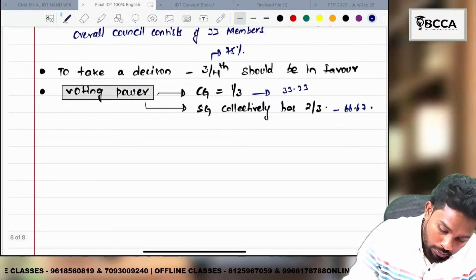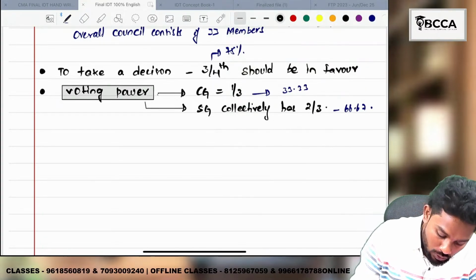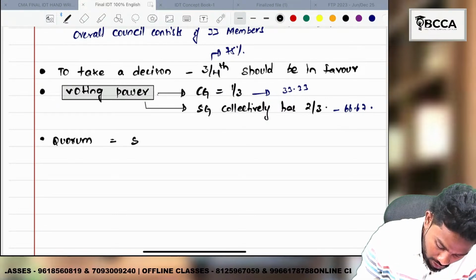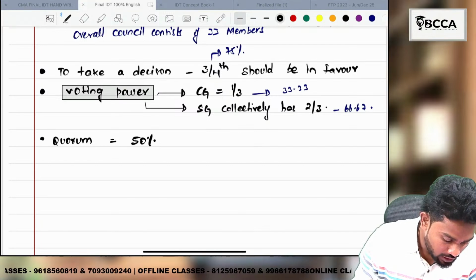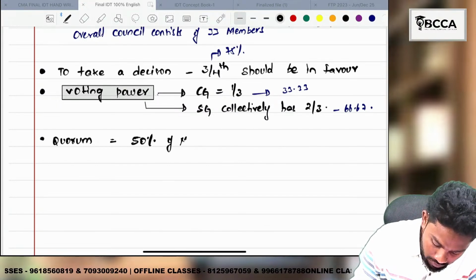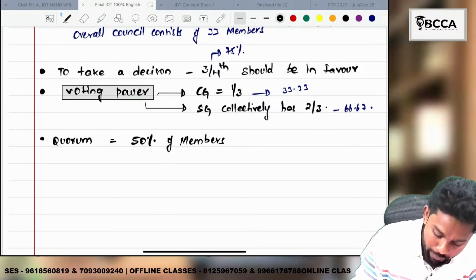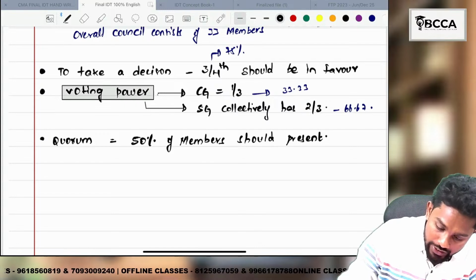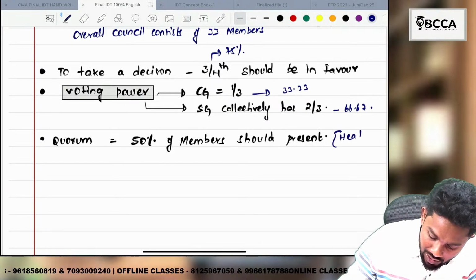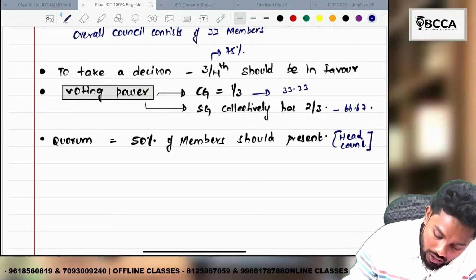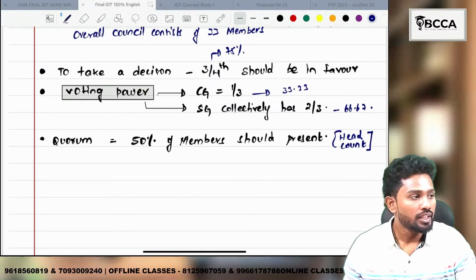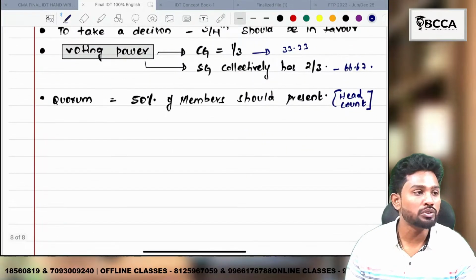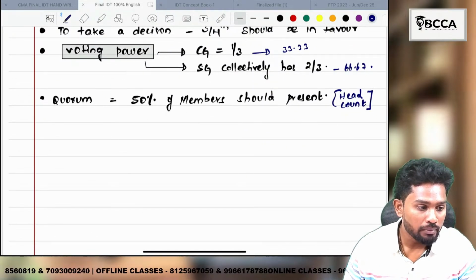Voting power. Then quorum. To call it a valid meeting, there is something called quorum. 50% of members should be present. Sir, here it's not based on voting power. It's head count only, not based on the voting power of 1/3 and 2/3. Out of 33, at least 50% should come. So that means somewhere around 17 members should attend to call it a valid meeting.